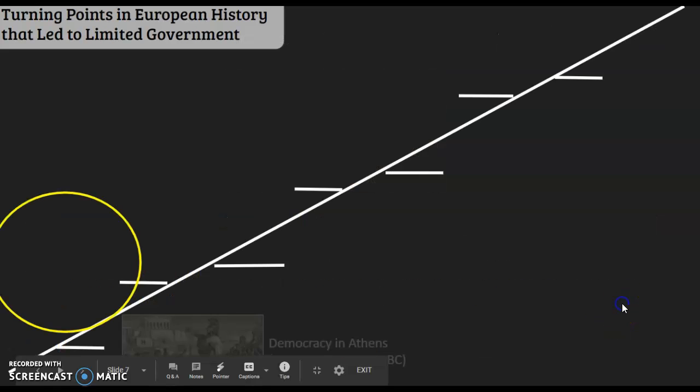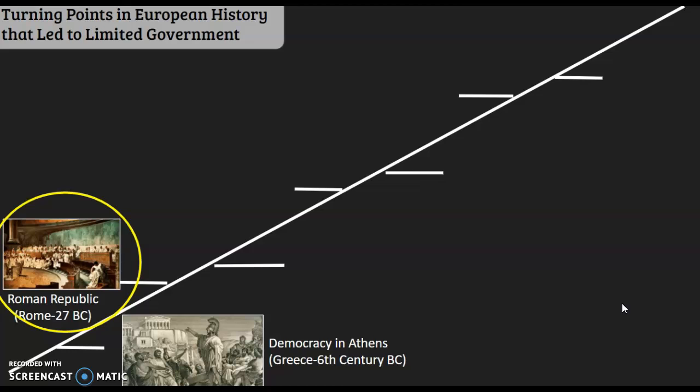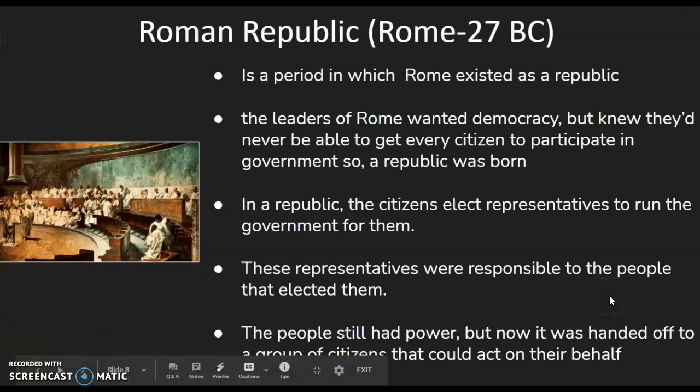Now, moving on to Rome, the Roman Republic, we see that things begin to change a little bit in the Roman Republic in 27 BC. The Roman Republic is a period in which Rome existed as a republic. The leaders of Rome knew they wanted democracy, just like Greece had, but their population was much bigger than Athens. Athens had a smaller population, which made direct democracy work better, but Rome's population was much bigger, and they knew that they'd never be able to get every citizen to participate in government.